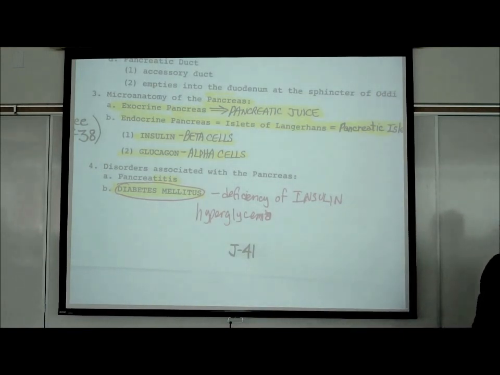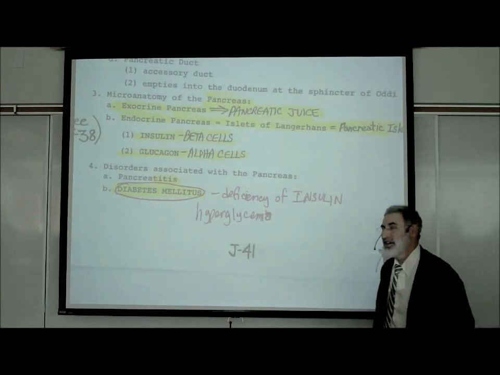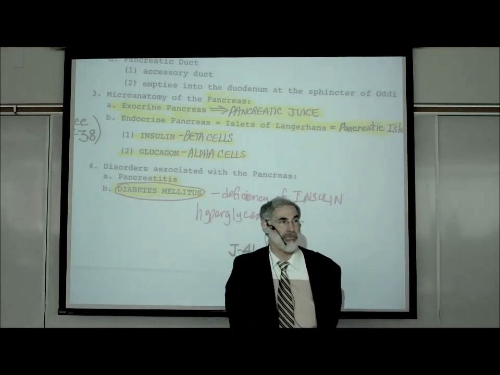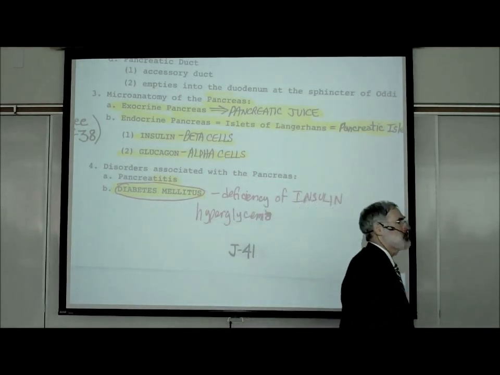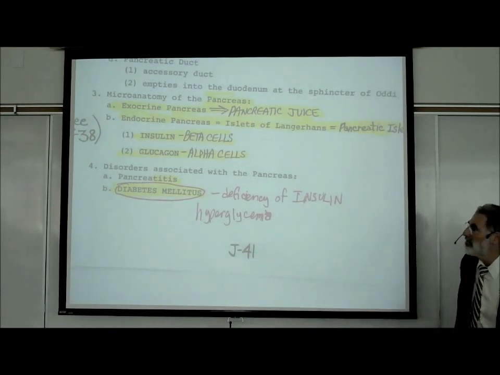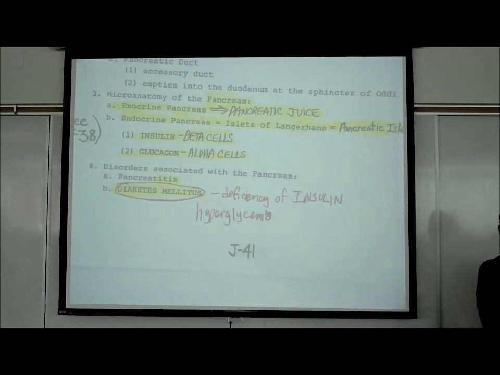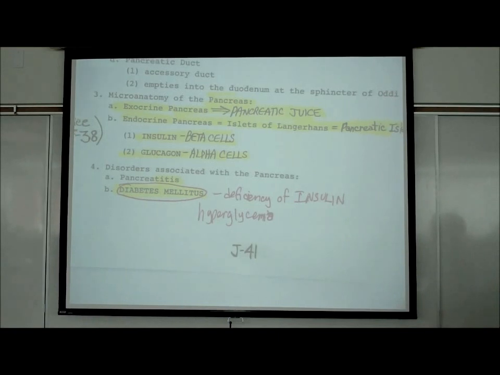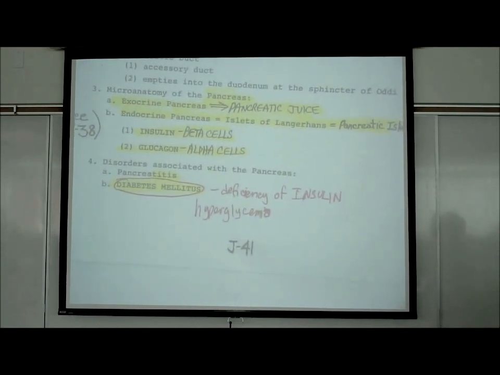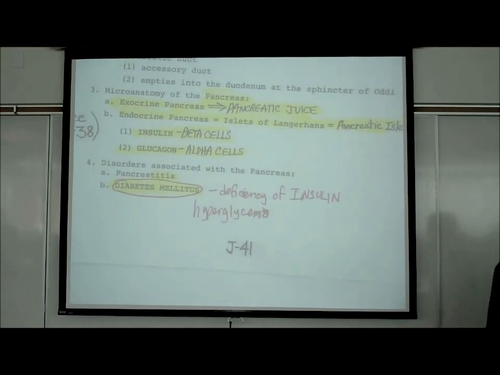Remember how we learned there's not just one type of arthritis? There are different types of arthritis. We talked about rheumatoid arthritis and osteoarthritis and gouty arthritis. Well, there are different types of diabetes as well. But fundamentally, keeping it simple, diabetes is a deficiency of insulin.